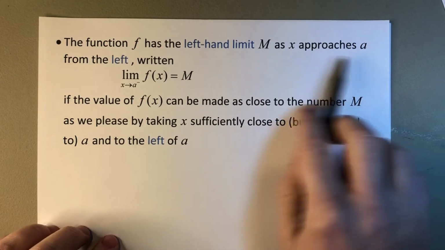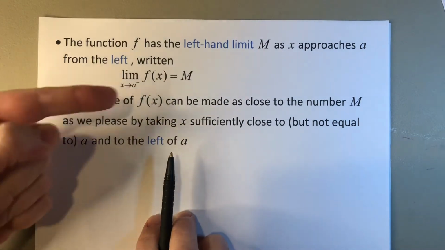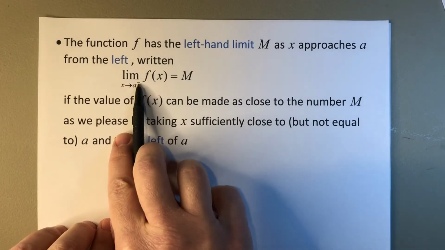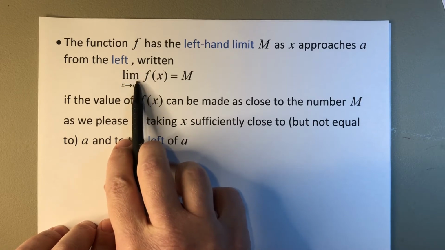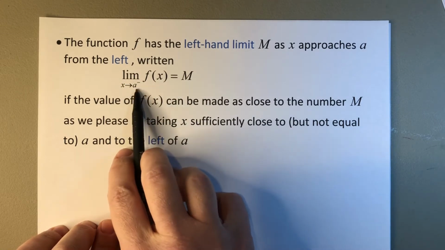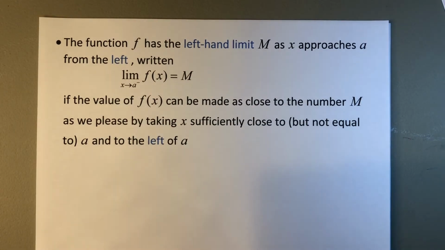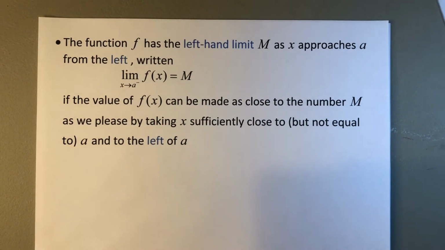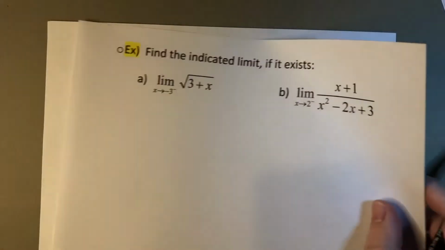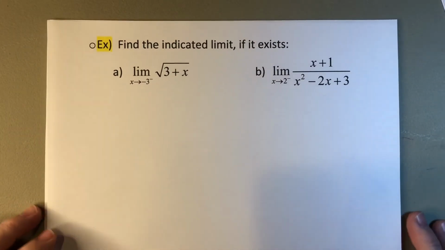So as x approaches a from the left. And you know it's going to be approaching from the left if there is a negative symbol here in the superscript position, okay? So this is read the limit of the function f as x approaches a from the left. And if you're able to home in on a real y value, then that'd be the answer to the limit. So let's look at a couple more examples. All right. So letter A.